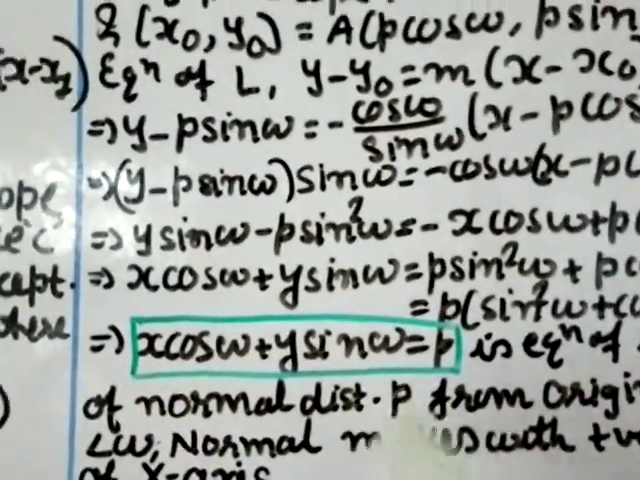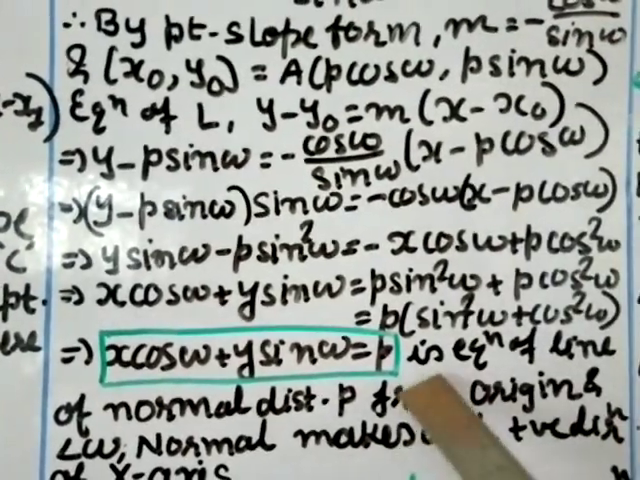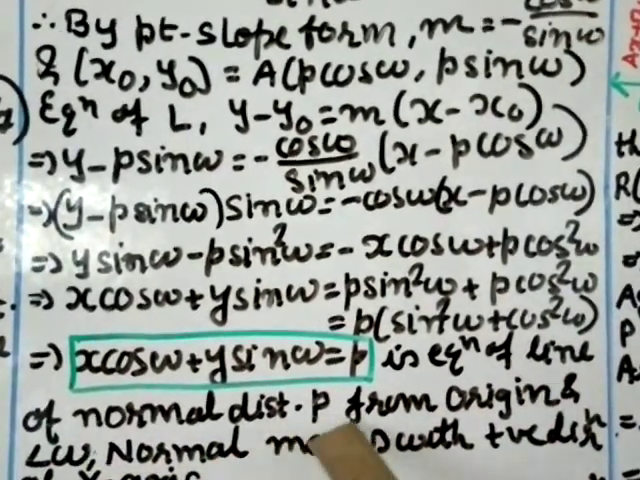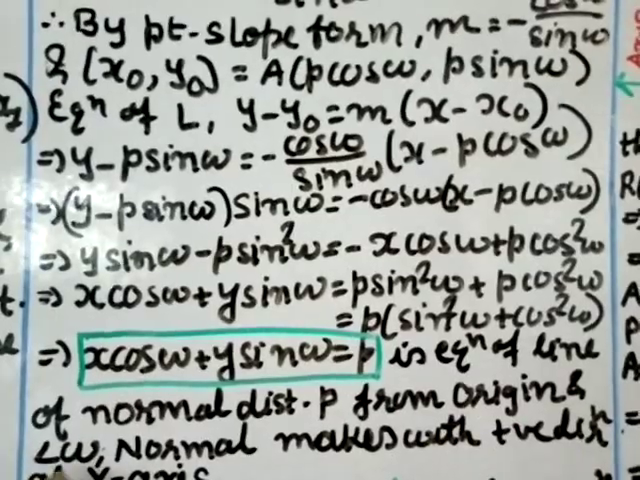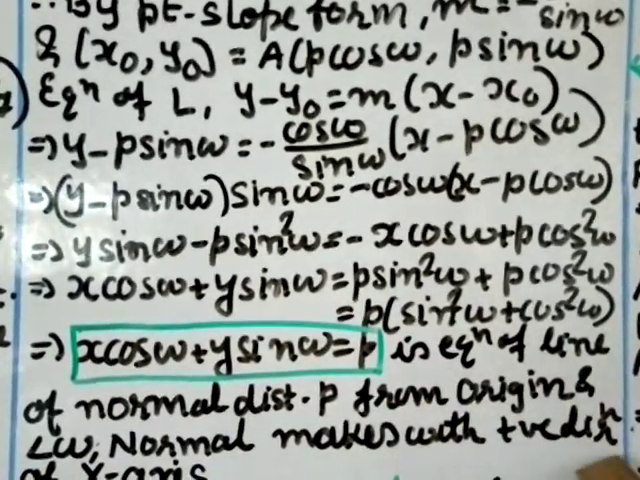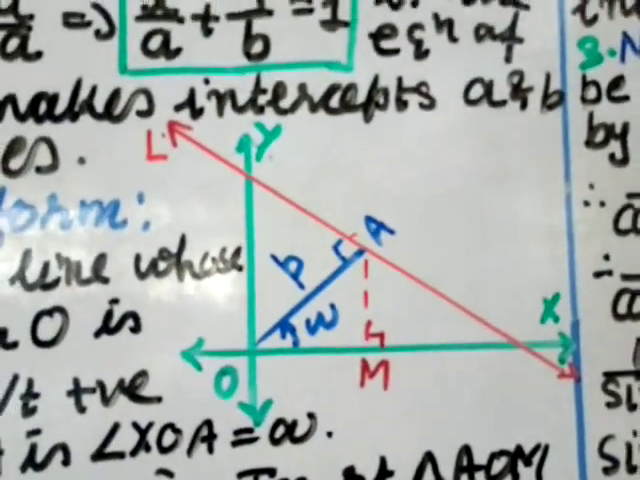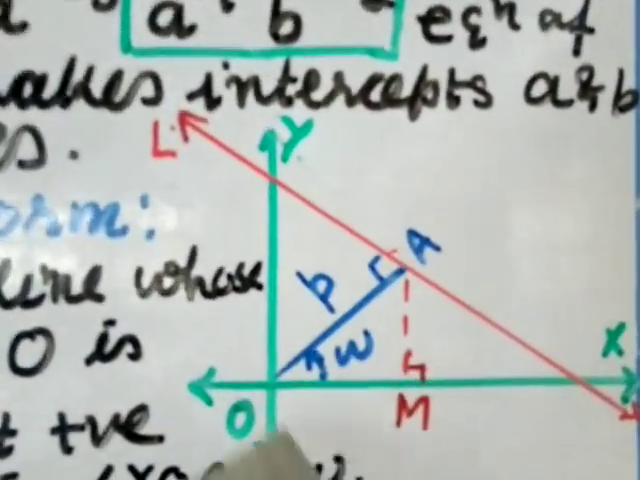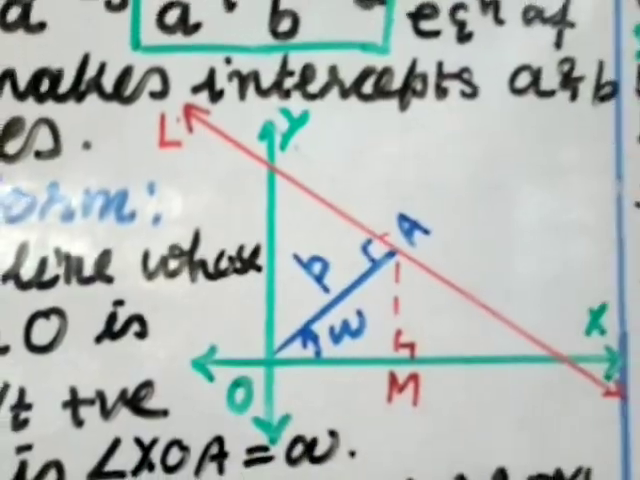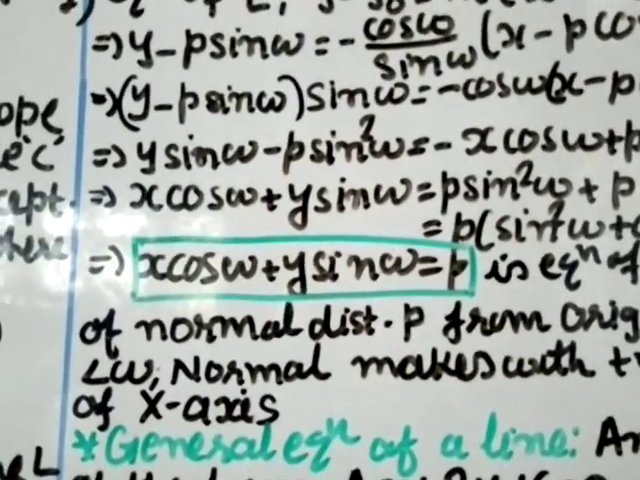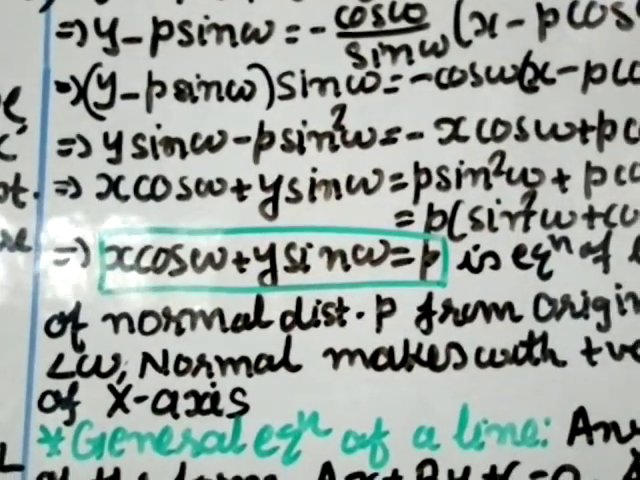So this is the normal form of the equation of a line. It is the equation of a line with normal distance p from the origin, and omega is the angle the normal makes with the positive direction of the x-axis. So what is p? p is this perpendicular distance from the origin to the line, and omega is the angle this perpendicular makes with the positive x-axis. So remember the equation: x cos omega plus y sin omega equal to p.